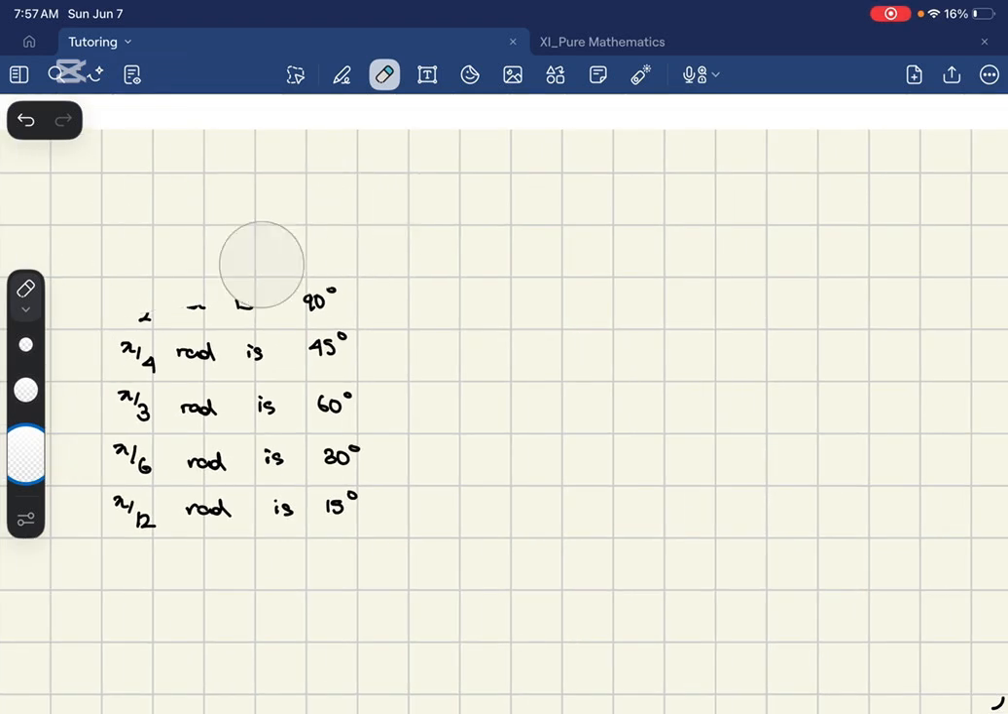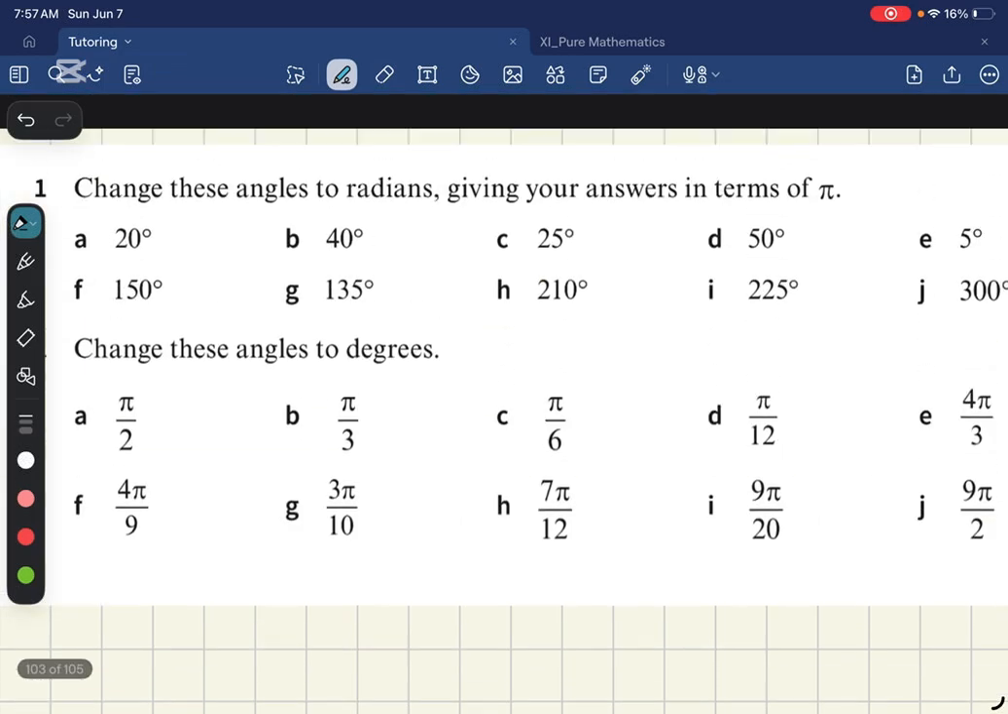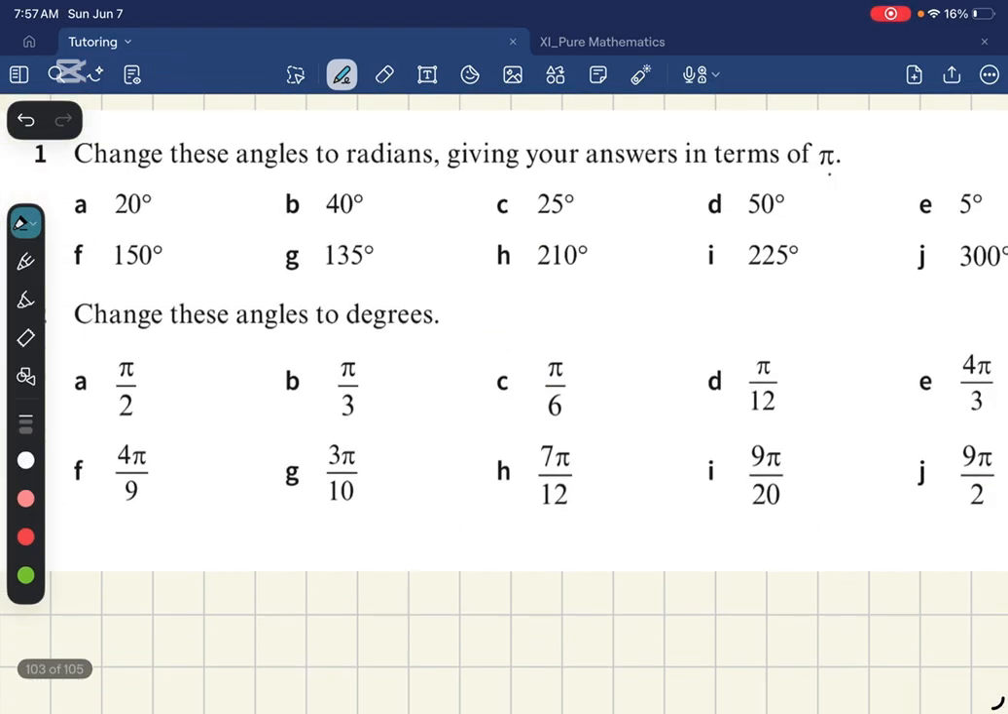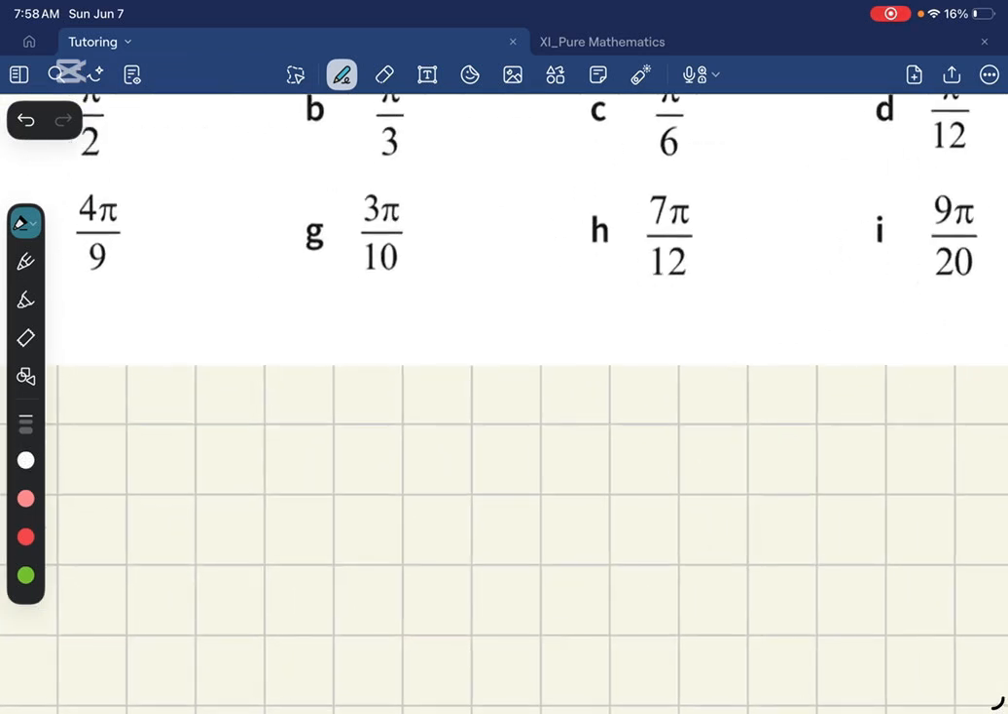All right. So I hope you took a note of it, or you figured out the conversions. But now we are going to do some questions. All right. So change these angles to radians, giving your answers in terms of pi. So we won't do all of them. I'll just pick a few to do the conversion. So let's start with A, right? 1A. So what do we know? We know that 180 degrees is equal to pi radians. That is something we know.